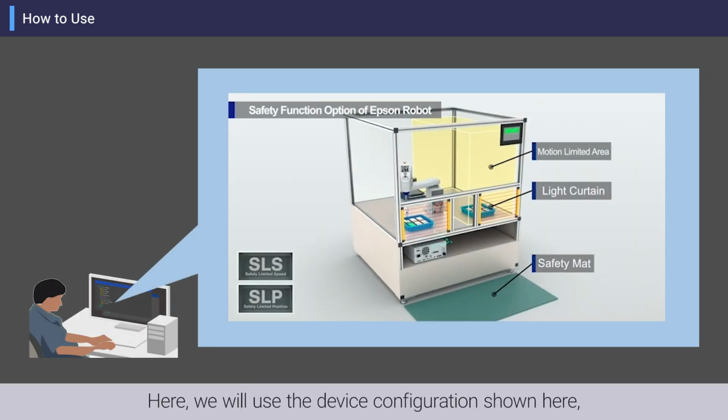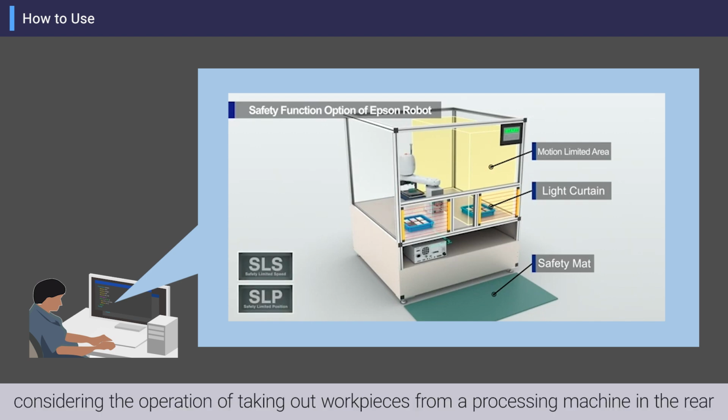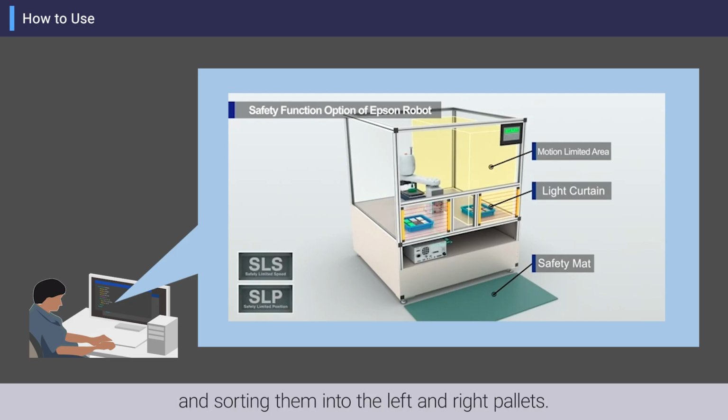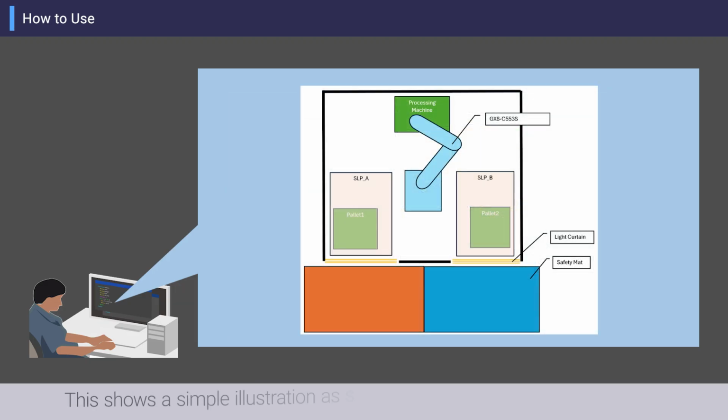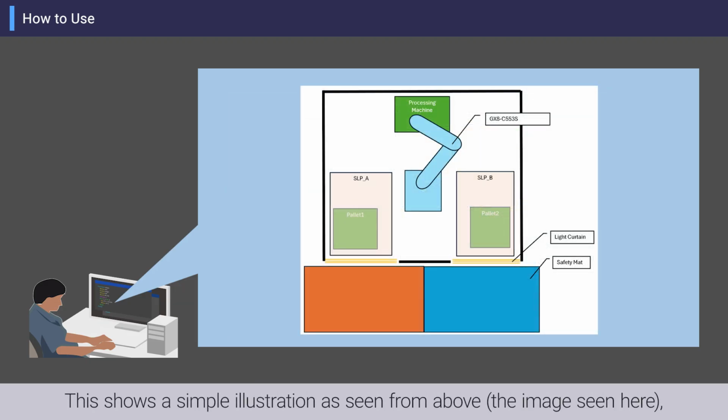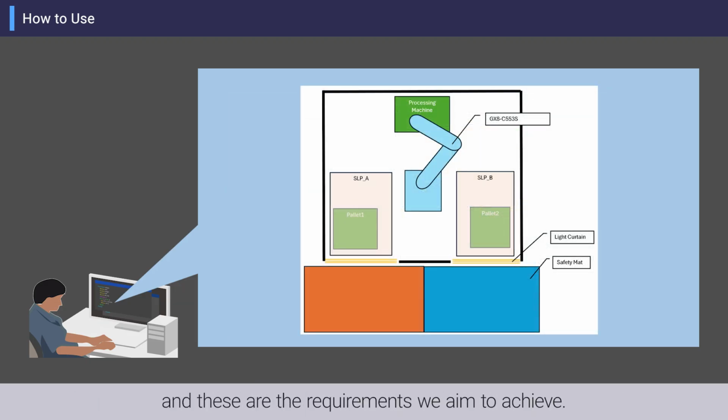Here, we will use the device configuration shown here, considering the operation of taking out workpieces from a processing machine in the rear and sorting them into the left and right pallets. We will consider a case of operating the safety functions linked to the signals from safety mats and light curtains. This shows a simple illustration as seen from above, the image seen here, and these are the requirements we aim to achieve.